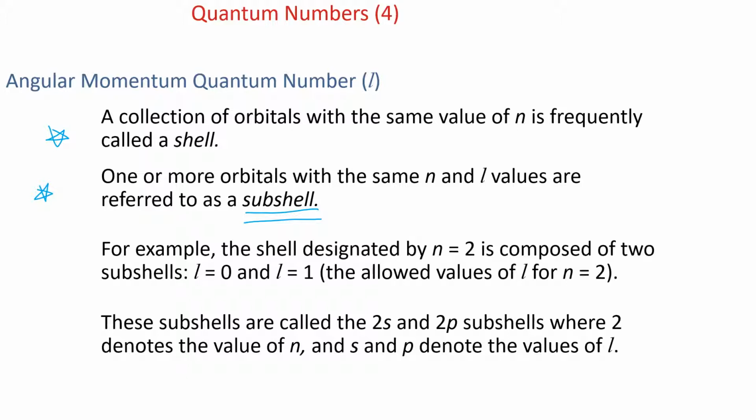So if you have a shell that's designated by N equals 2, that means it's in the second main energy level, so the second out from the nucleus, and it has 2 subshells, L is equal to 0 and L is equal to 1. Those are the allowed values of L where N is equal to 2. These subshells are called 2s and 2p subshells, where 2 denotes the value of N, and S and P denote the value of L. When we get into electron configuration, I'm going to do a lot of drawing and explain this over and over.